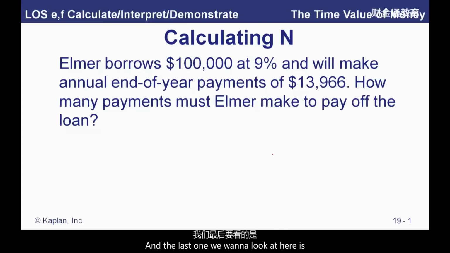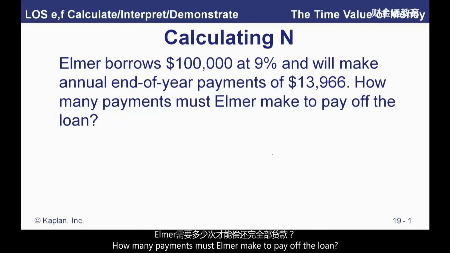And the last one we want to look at here is, well, we could also calculate the number of periods. So this is a little bit of a contrived example here, but it'll illustrate that. Elmer borrows $100,000 at 9%. That's our effective annual rate, and make annual end-of-year payments of $13,966. How many payments must Elmer make to pay off the loan?